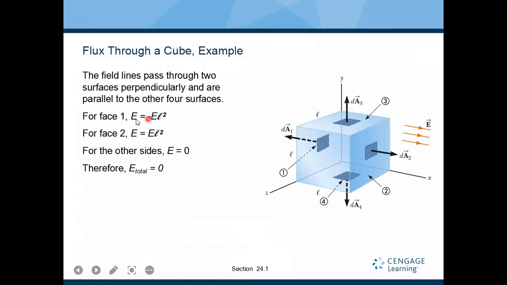That means for phase one, this is phase one, this is phase two, this is phase three, and this is phase four. So for a cube, there are four phases. For phase one, the electric field equals minus E L squared. For phase two, it is E L squared, since this is positive, at less than a 90 degree angle. For the other two sides, cos 90 degrees equals 0, so you get 0. So the total electric field will be 0 if we sum over the four surfaces.